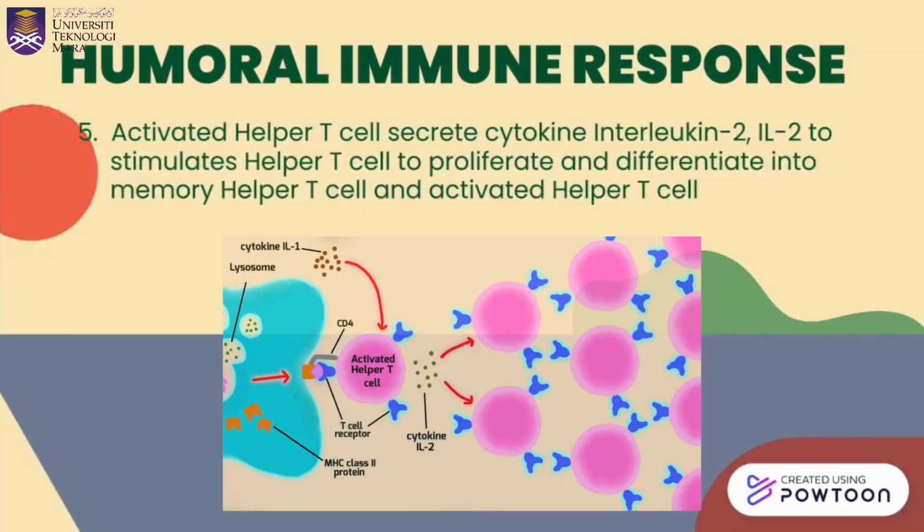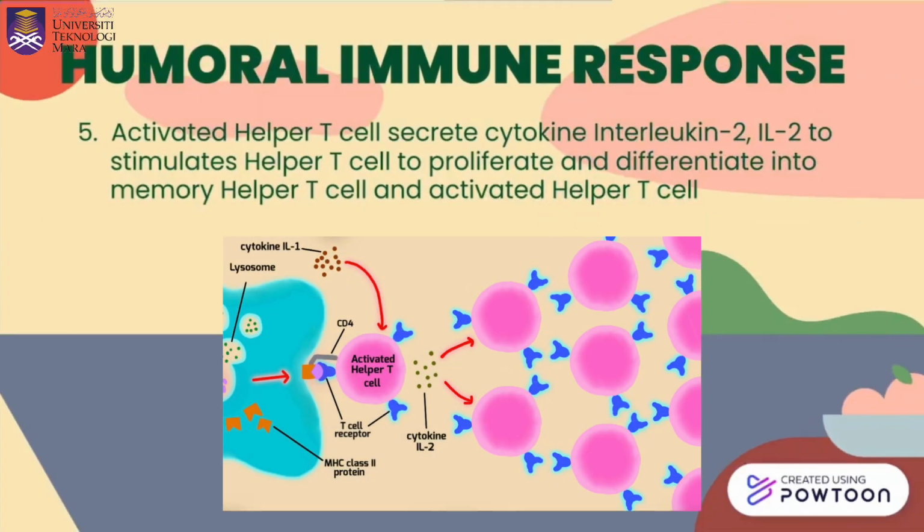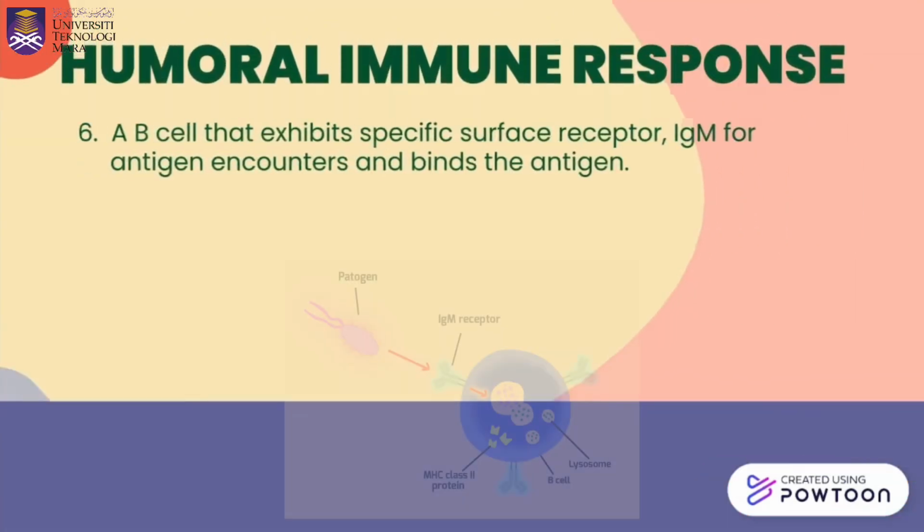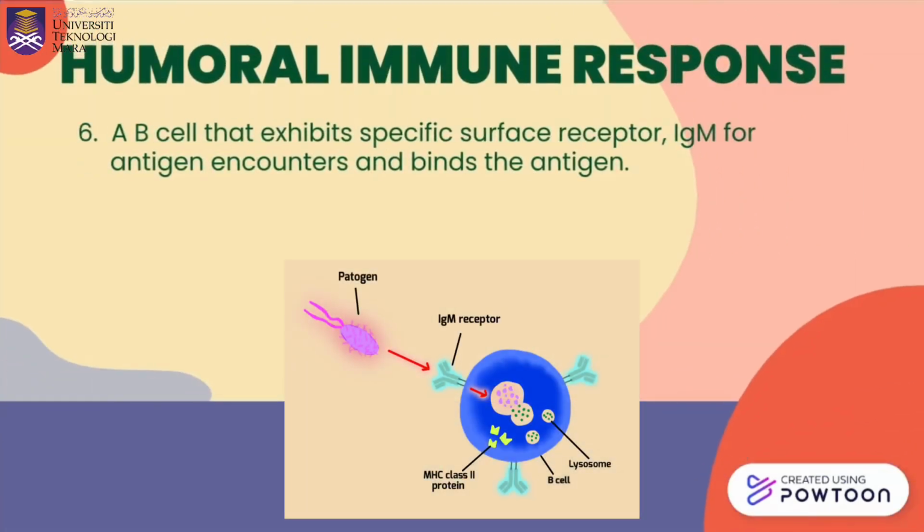Activated helper T cell secretes a cytokine called interleukin-2. This chemical signal is a powerful growth factor. It acts in an autocrine manner, meaning it stimulates the same cell that released it and causes the helper T cell to rapidly proliferate and differentiate into two groups, which are long-lived memory helper T cells and more activated helper T cells.